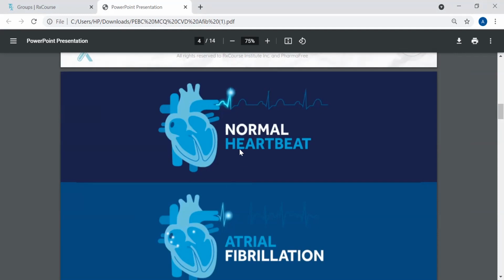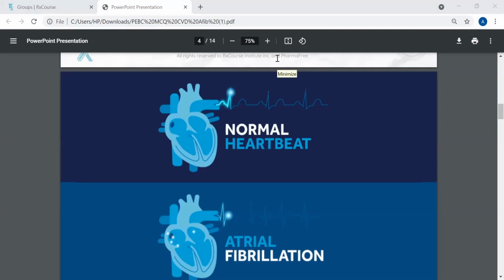Regarding atrial fibrillation itself, it's considered one of the supraventricular tachycardias. Supraventricular because this is the ventricle and it's happening above the ventricle, so it's supra.